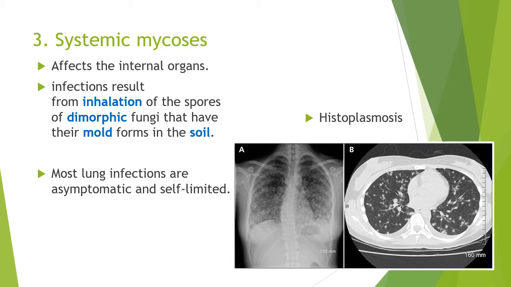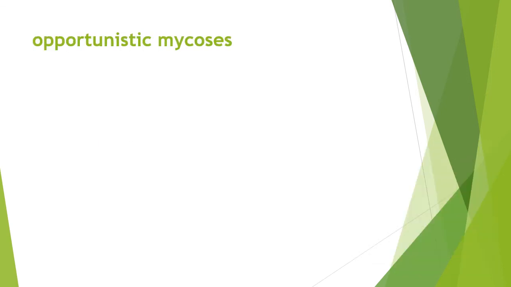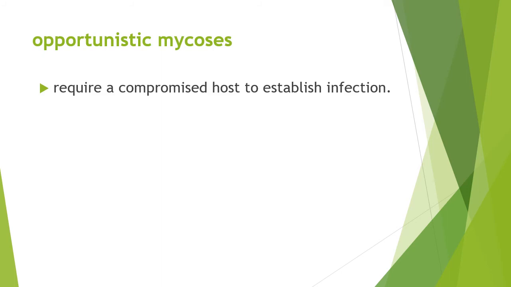Now we move on to the fourth type, which is opportunistic mycosis. This opportunistic mycosis is actually similar to what we have explained in bacteriology. Opportunistic means that this type of infection happens only in an immunocompromised host. Otherwise, in a normal individual with good immunity, it will not happen.